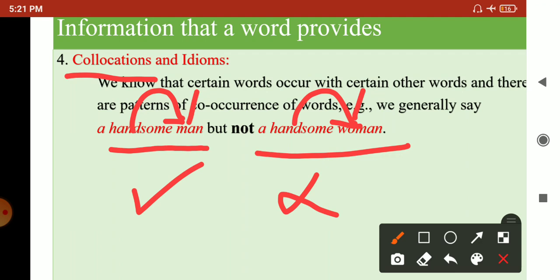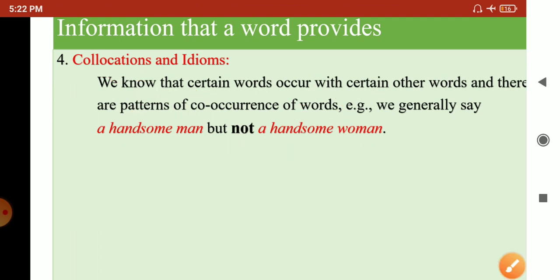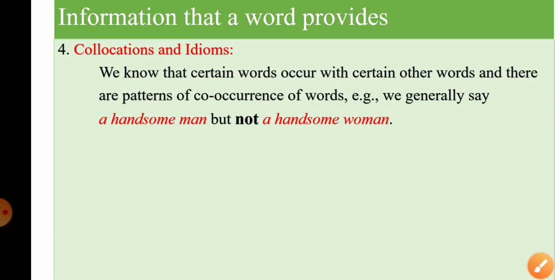Now you might ask why handsome woman is wrong. It is not wrong, but it is inappropriate. Nowhere in the dictionary would you see that handsome woman is wrong. But a dictionary would tell you that handsome man is appropriate, whereas handsome woman is inappropriate. That is, native speakers use handsome with man, masculine gender, and they use beautiful with woman. Beautiful is not used with man and handsome is not used with woman.